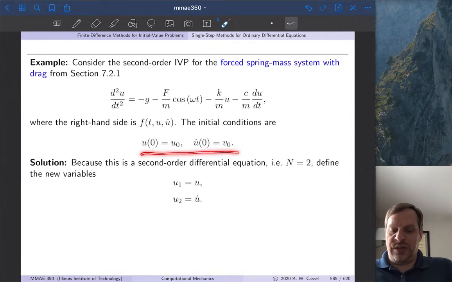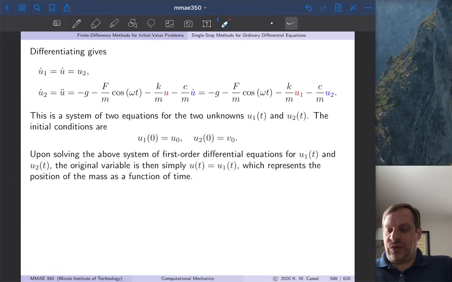We'll include the initial conditions. I'll come back to that. So the way we do this, as we've done in the last couple of examples, is we introduce two new variables, u1 and u2. u1 is equal to the original dependent variable u. u2 is equal to its derivative, u dot or du dt. And then we take the derivative of both of those. So u1 is u, so u1 dot is u dot, but from our definitions, u dot is u2. u2 is equal to u dot, so u2 dot is equal to u double dot.